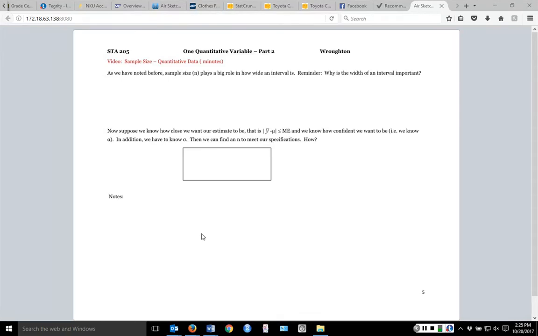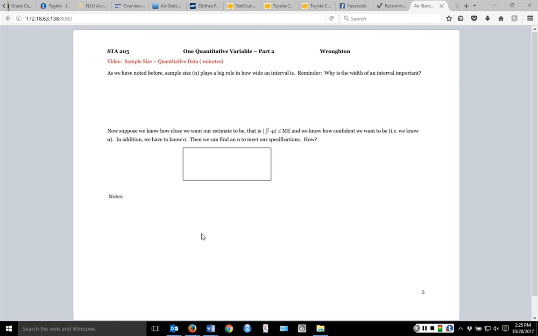So the last thing that we need to do for a quantitative variable, at least for one quantitative variable that we did for a categorical variable, is talking about determining sample size. Just as we did with the categorical variable, especially when we started talking about confidence intervals, and we talked about the width of the interval being important, we started wanting to talk about sample size, because sample size plays a role in how wide our interval is.